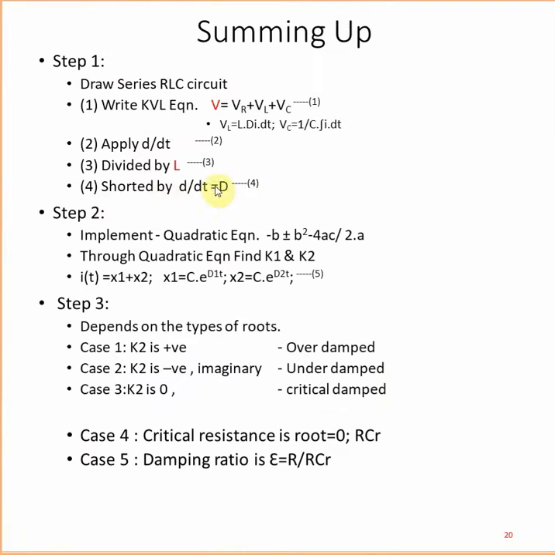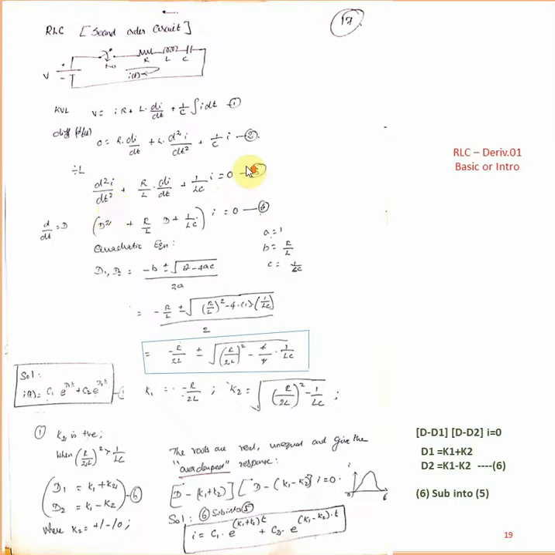You are going to write the shorthand. d by dt is replaced by D. D squared by dt squared means D square. This term is D. Here nothing changes, so I will write the same. What is common? i is common. Commonly I will write i, and it is equal to 0. So this is equation number 4.